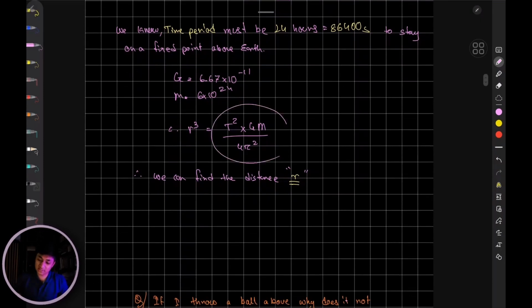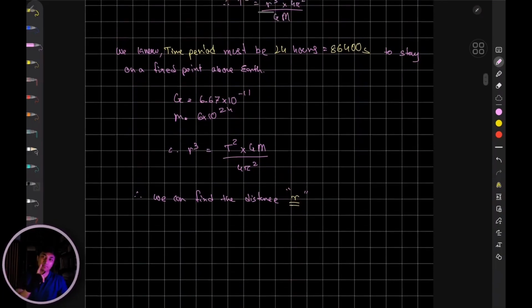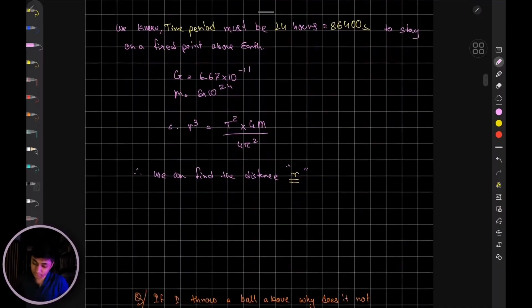So this is the formula you can use to find the altitude or find the separation. Mind you, altitude is not the same as separation. Altitude is measured above the Earth's surface, but the value you're going to get over here is from the center of the Earth. So if you are asked to find the altitude, in that case, you have to subtract the radius from it.